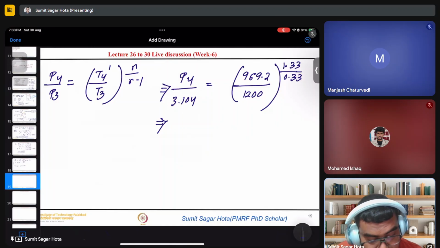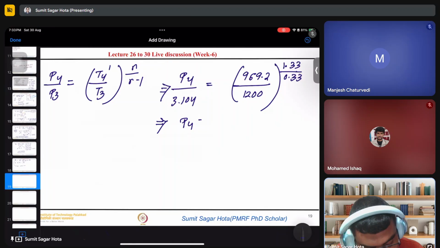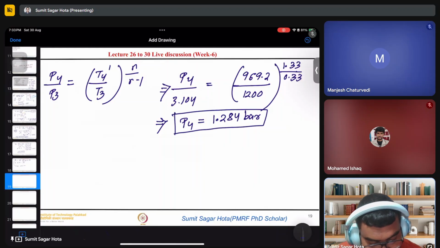Unless and until it's mentioned that the value is this, you can consider this as an ideal system. If it is mentioned that this is an actual system, like this kind of question, then it's not at the normal atmospheric condition, or it's not at the normal altitude of 0 meter. Now it's at 10,000 meter. So because of these conditions only we can assume all these things. If it is at the normal atmospheric condition or normal height, then we are obviously going to take 1.4. Okay, so P4 we calculated as 1.284 bar.